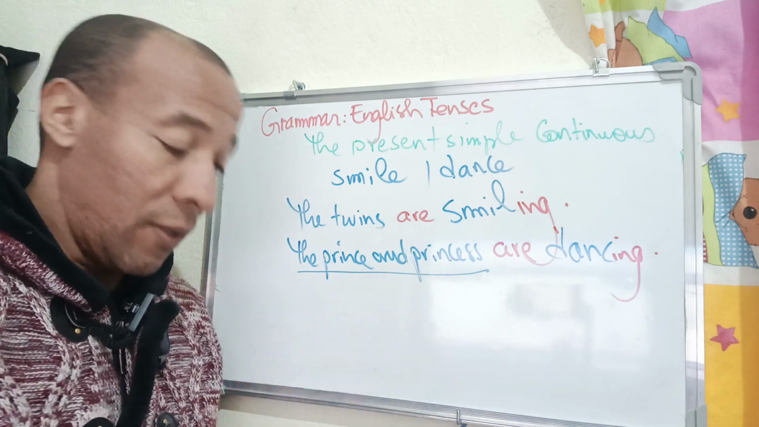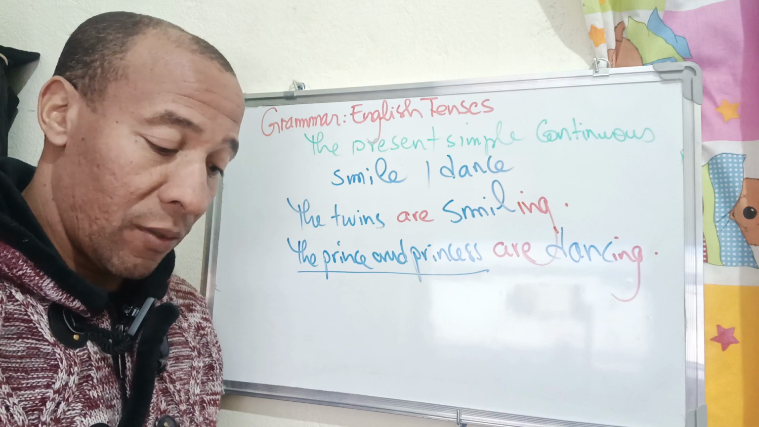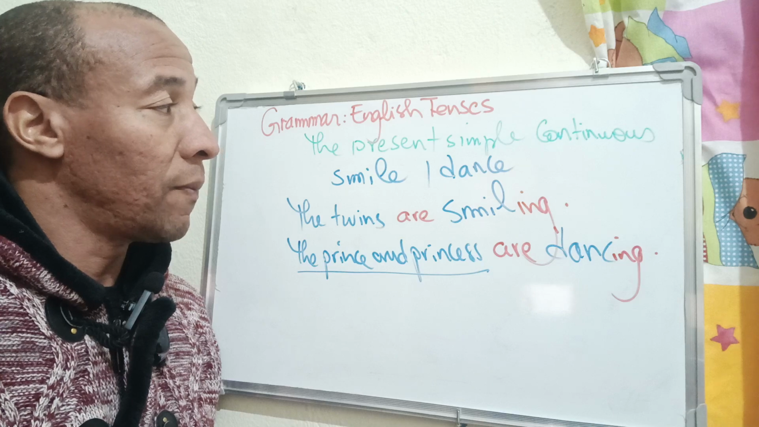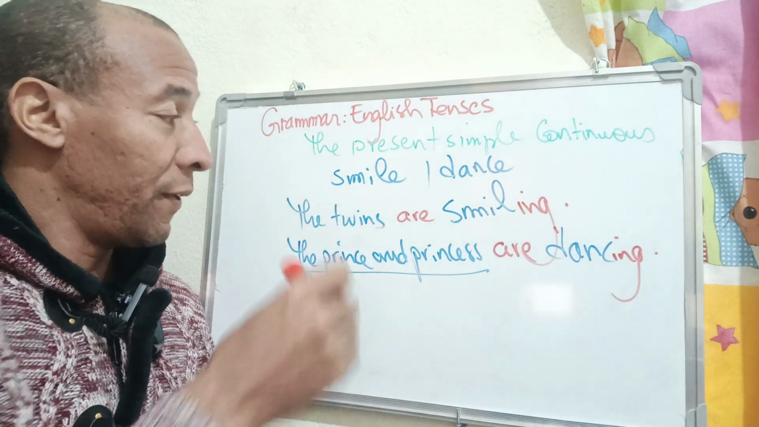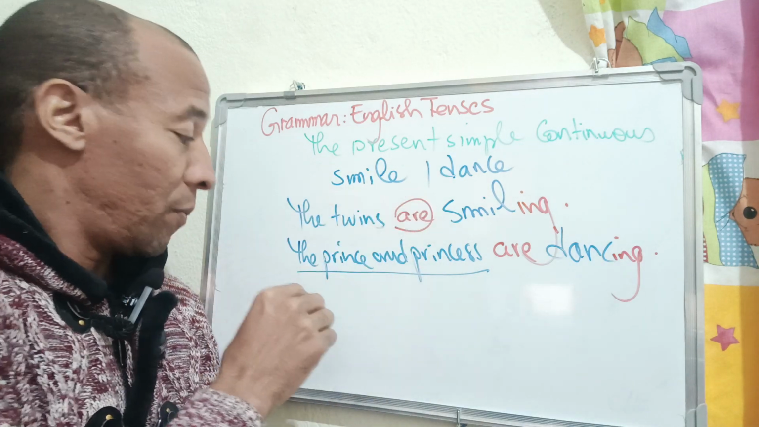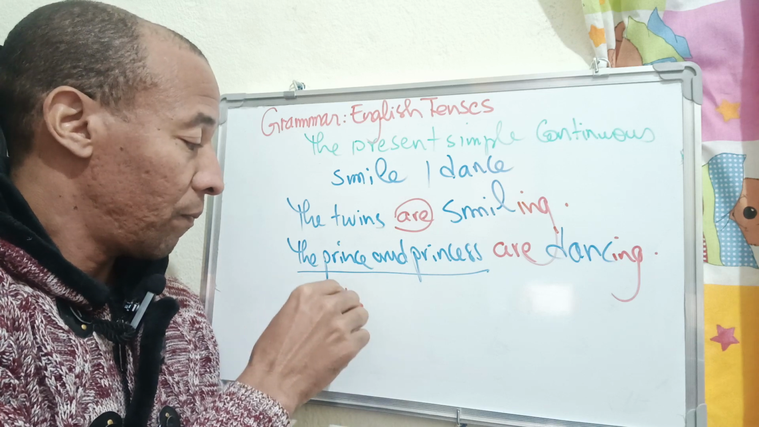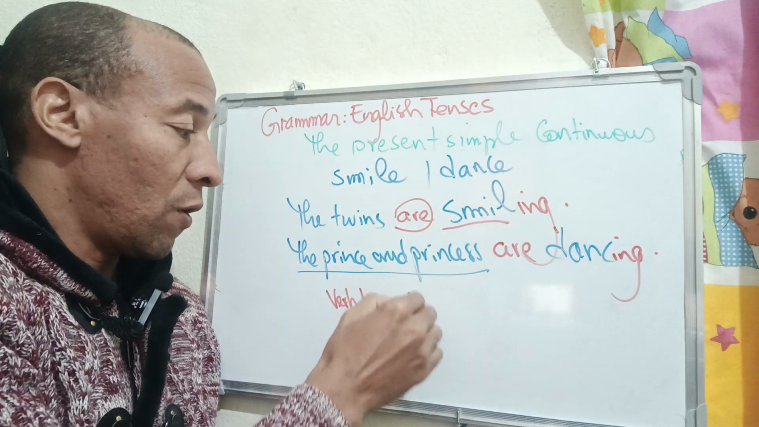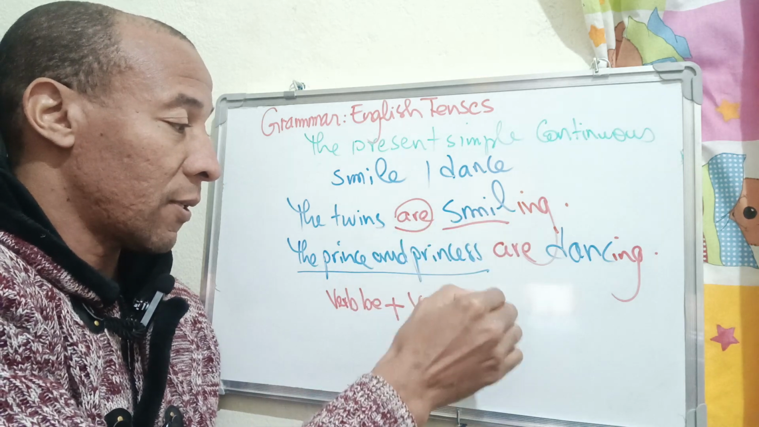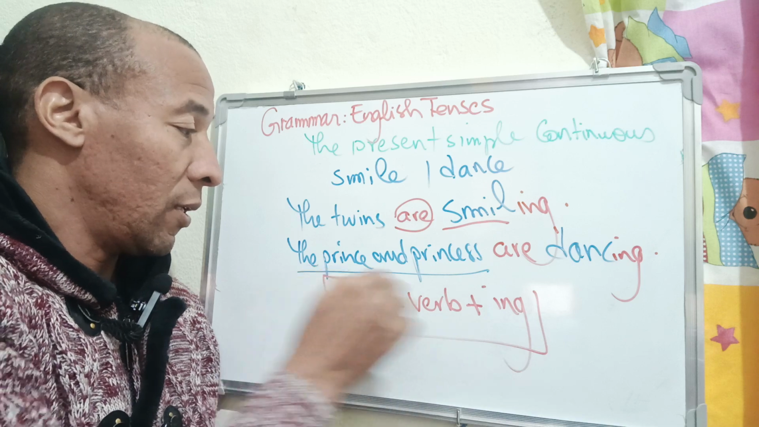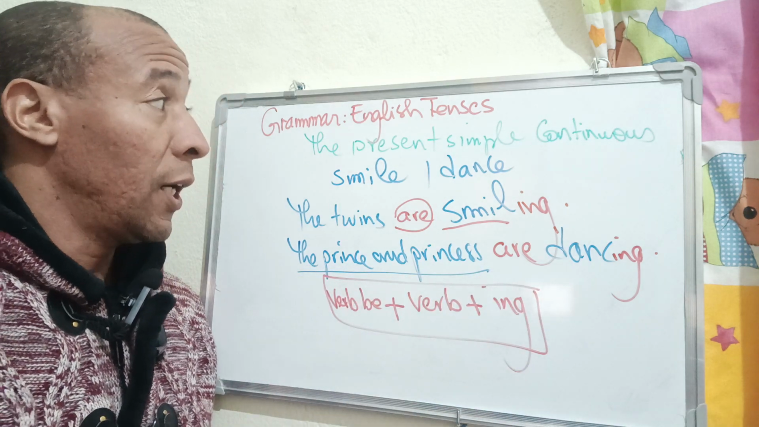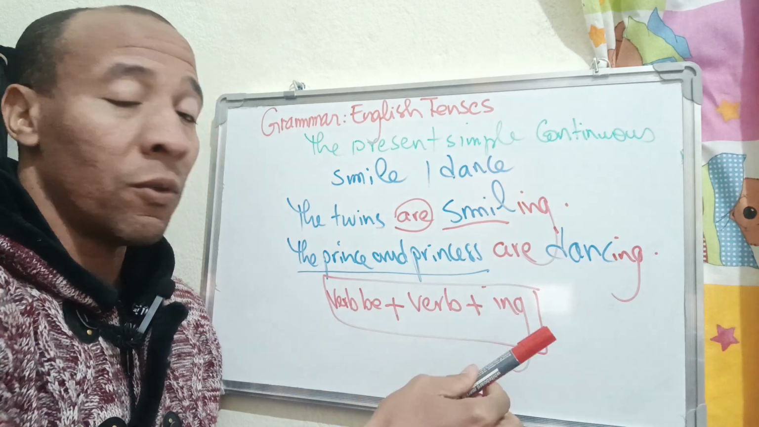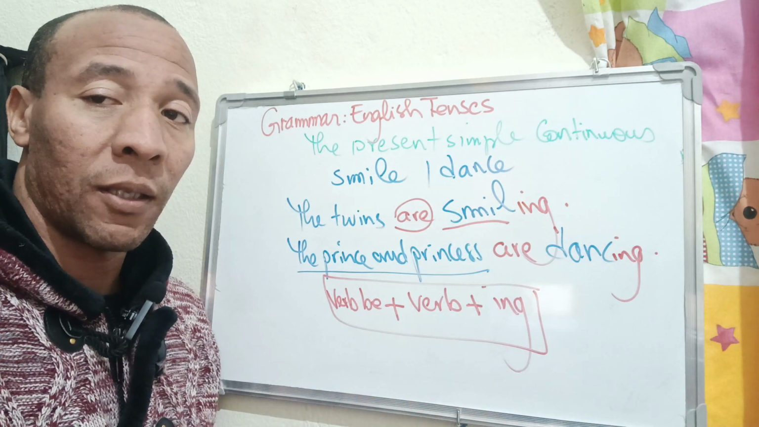Okay, let's derive the rules. Okay, what do you have here? Verb be plus verb plus ing. هذه هي القاعدة. This is the rule for the present simple continuous. هذه هي القاعدة. هنا غنشوفوا التطبيقات ديال هذه القاعدة.